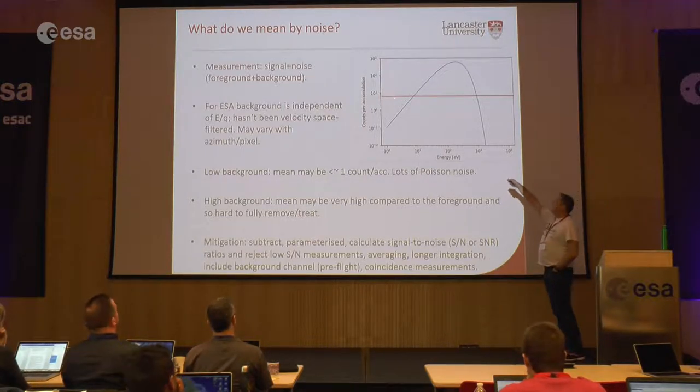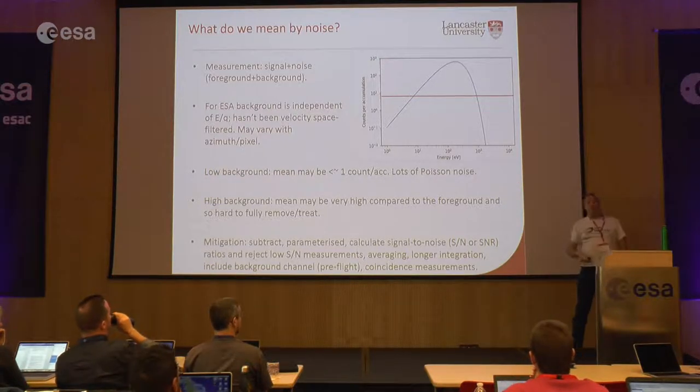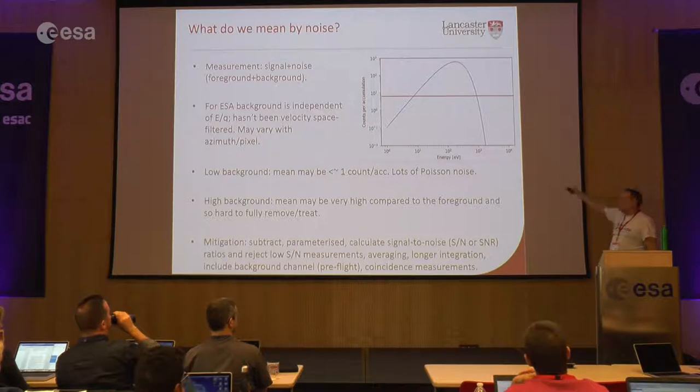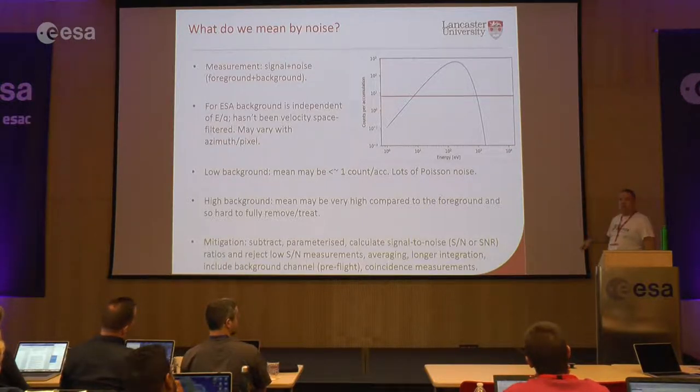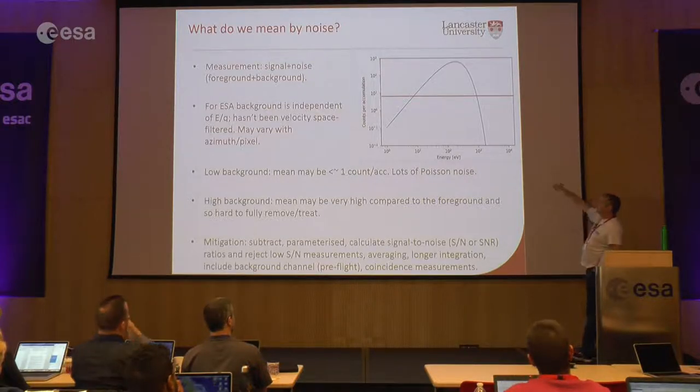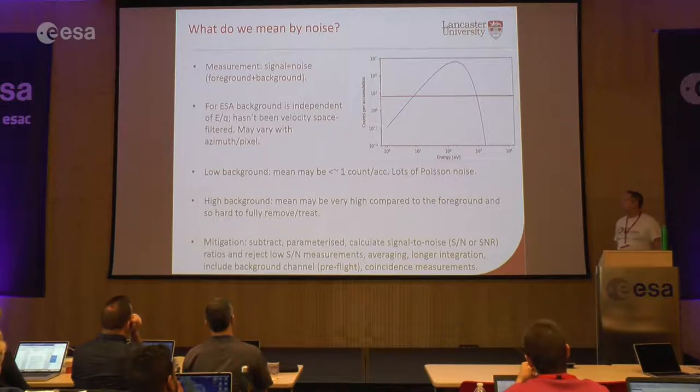The red line here is the background. And this is the thing that we don't want, because as soon as this becomes large compared to this, or even if it's not large, the magnitude of this relative to this can impact the quality of what we can say about the underlying velocity distribution of the particles.